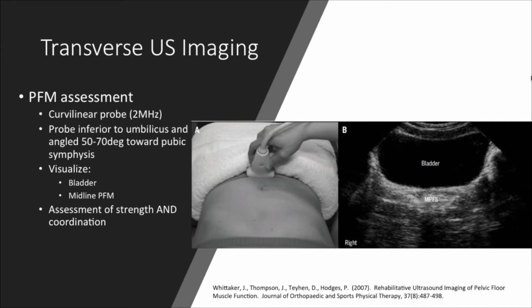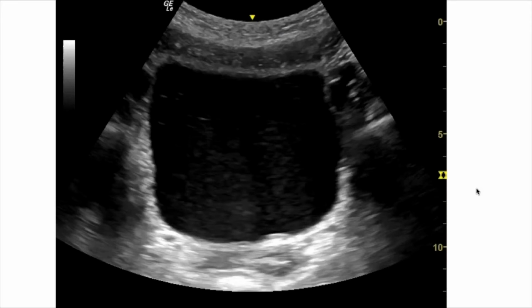And then next, our transverse image, again with the 2 megahertz curvilinear probe. The probe is inferior to your umbilicus and angled about 50 to 70 degrees towards your pubic symphysis. In this image, you'll mostly just receive the bladder, and then you get the midline of the pelvic floor muscles. And again, off to the side, you can actually see an obturator internus, and if you externally rotate the hip, you can check to see if you have that in your image. Again, you do your regular assessment, and you can use this imaging tool to help progress your rehab exercises with your patients.